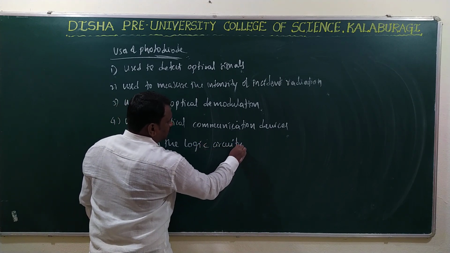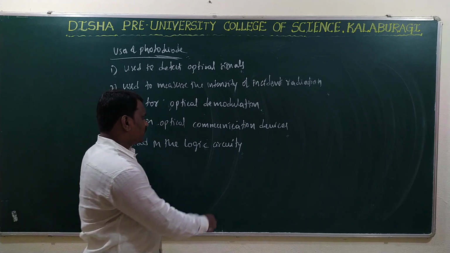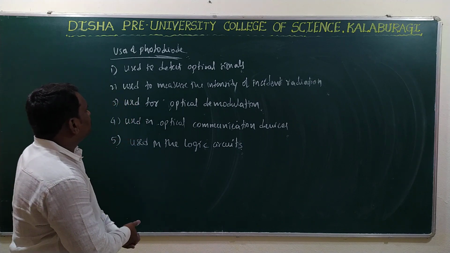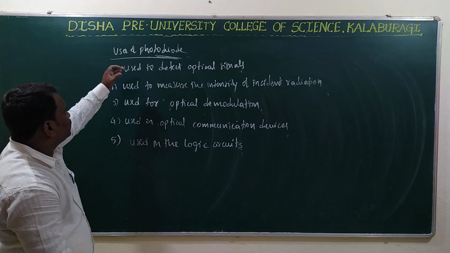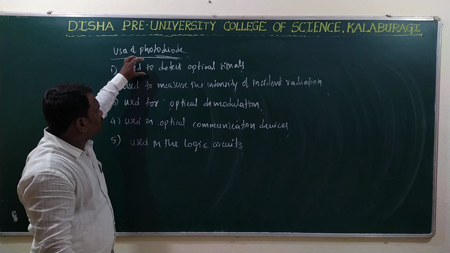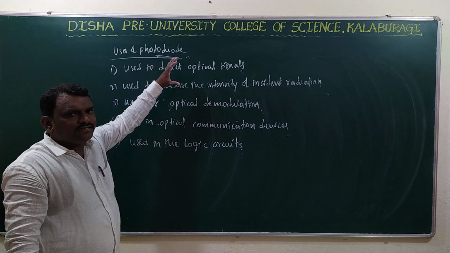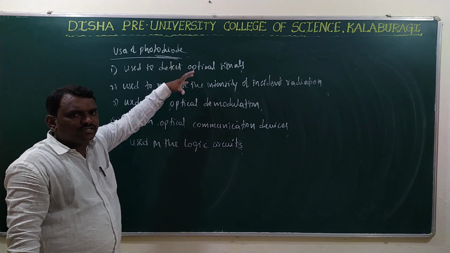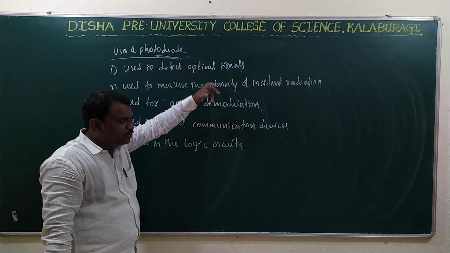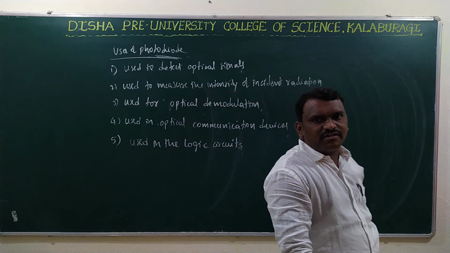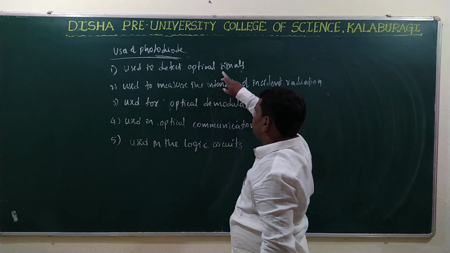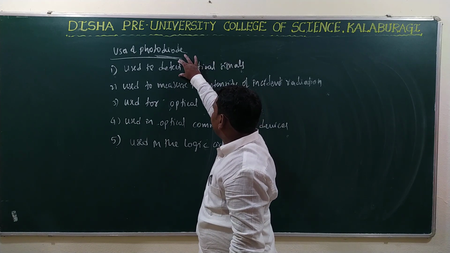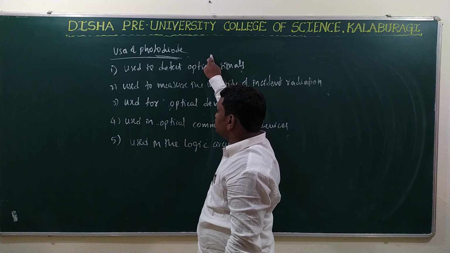These are some of the applications or uses, though there are many more. Photodiodes are used to detect optical signals. For example, radar is a device used for detecting radioactive waves, or radioactive signals. Here the signals are radioactive, and these are also optical signals. So it is used to detect the optical signals used by the radar.